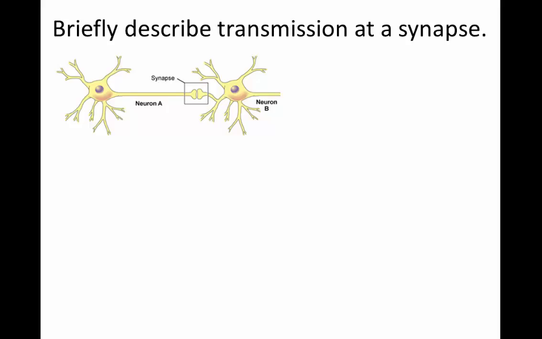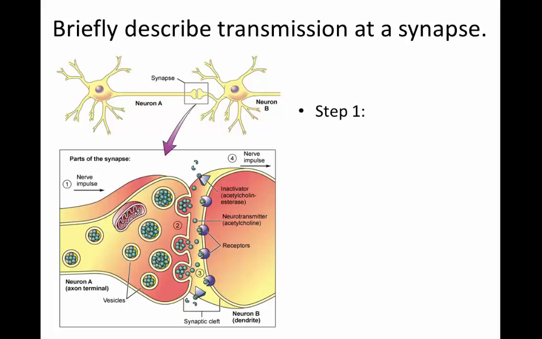So here we're looking at the axon terminal of neuron A being connected to a dendrite of neuron B, but they are connected actually at the synapse. If we take a closer look, we can see again on the left neuron A at the axon terminal and neuron B on the right with the dendrite. And there's a number of steps and stages in here that we want to take a look at.